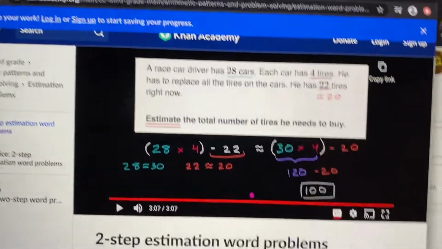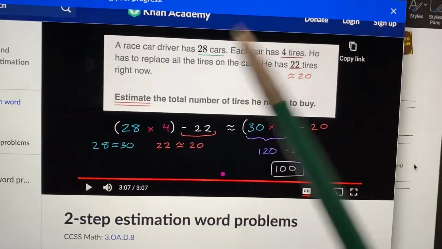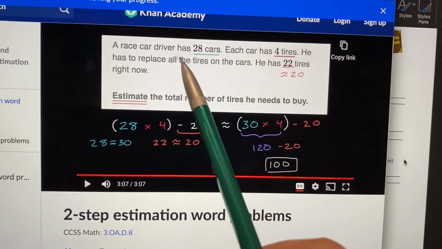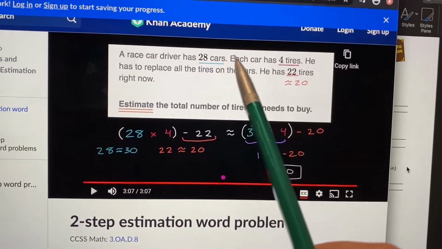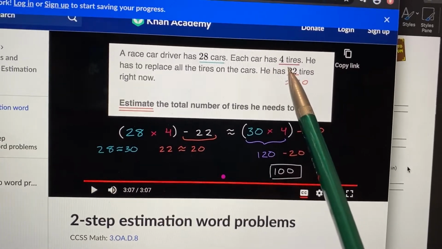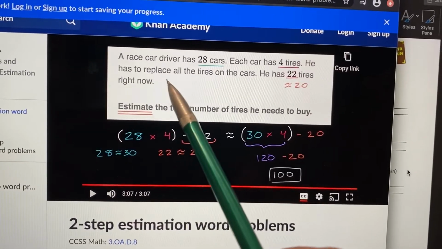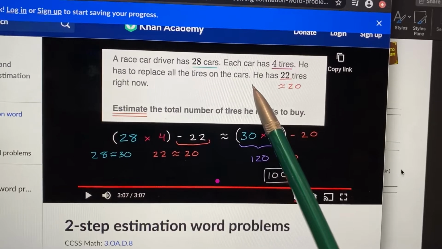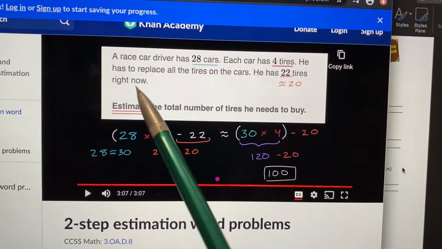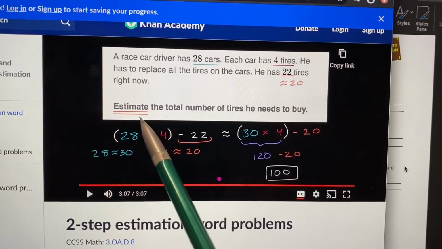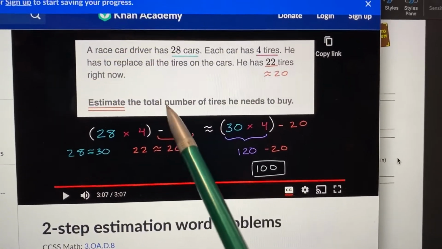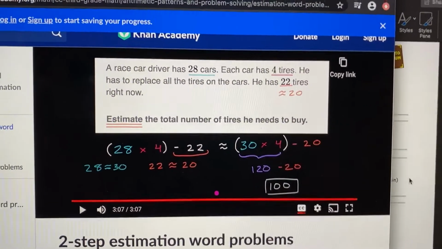So if we were to look at this problem here, it says a race car driver has 28 cars. Each car has 4 tires. He has to replace all the tires on the cars. He has 22 tires right now. It's asking you guys to estimate the total number of tires he needs to buy.